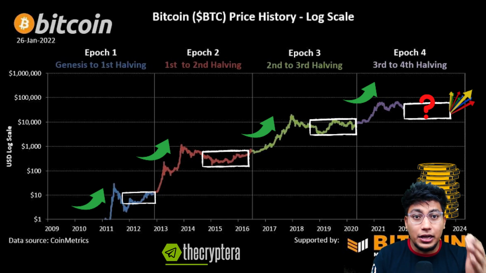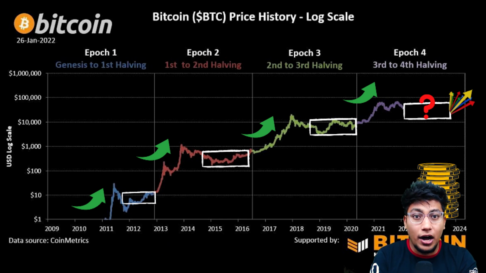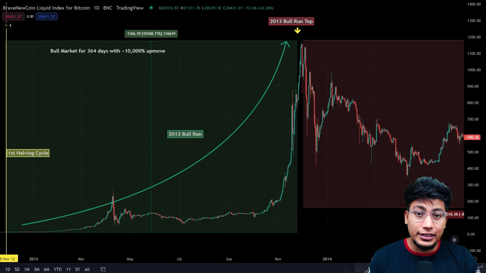Now halving means the rewards given to the miners will reduce to half. For example, after adding a block to the blockchain, if the miners are given 6.25 BTC today, after the halving cycle the rewards will be reduced and they will receive just 3.125 BTC. Now let's dive deeper into the 4-year market cycle.